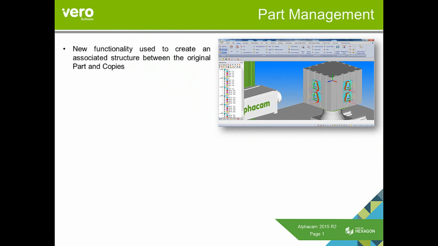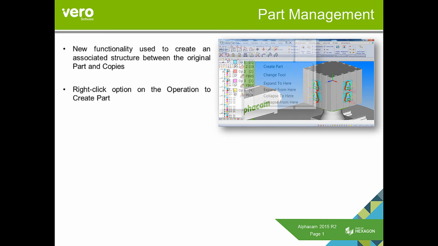So you've been able to obviously copy parts within Alphacam for a long time, but there's been no associativity. That means that if you updated something on the first part, then you had to delete all the copies and then recreate them, whereas now we're actually going to give you the chance to make them associative.